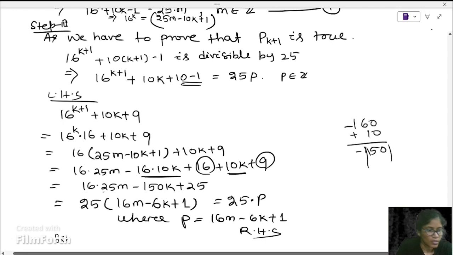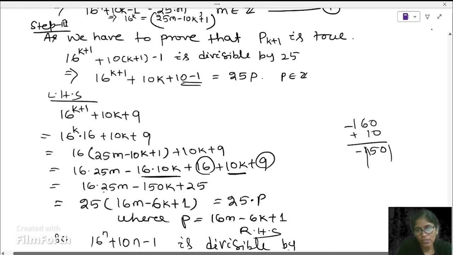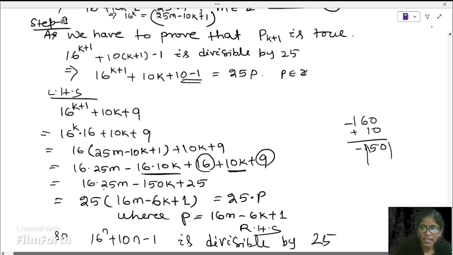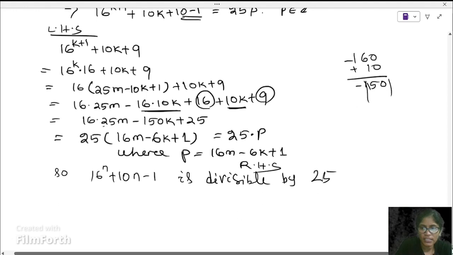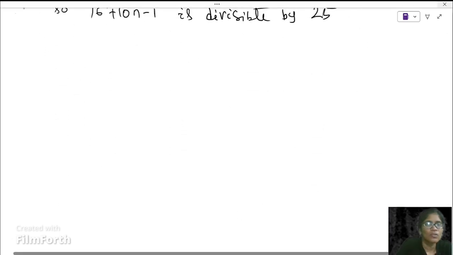So 16 to the power n plus 10n minus 1 is divisible by 25. Hence, proved by the method of induction. Now next, we will do a similar type of math, question number 12.